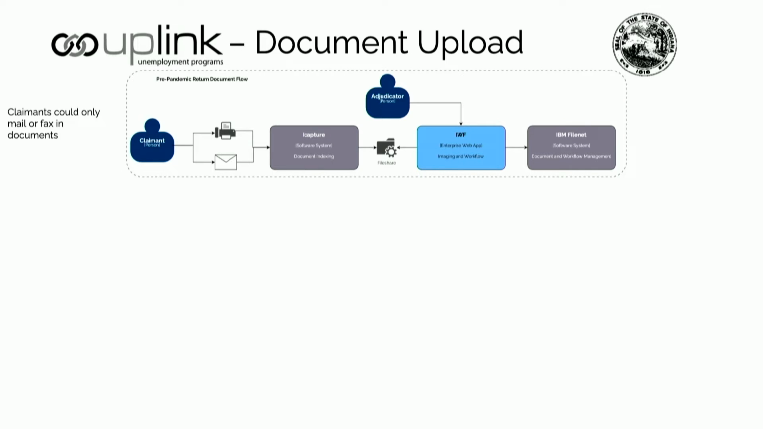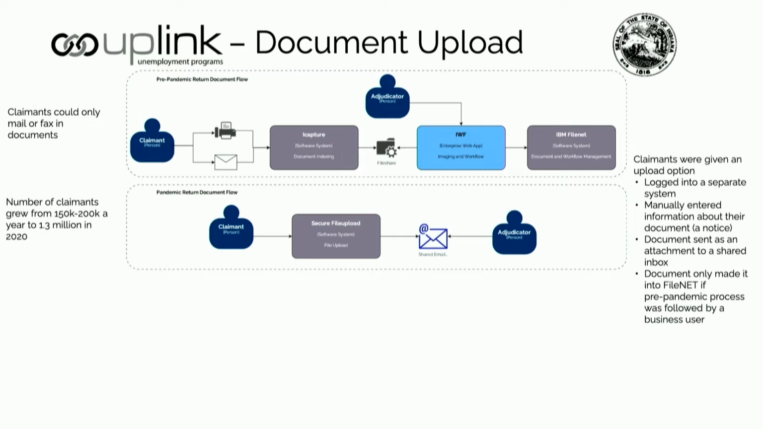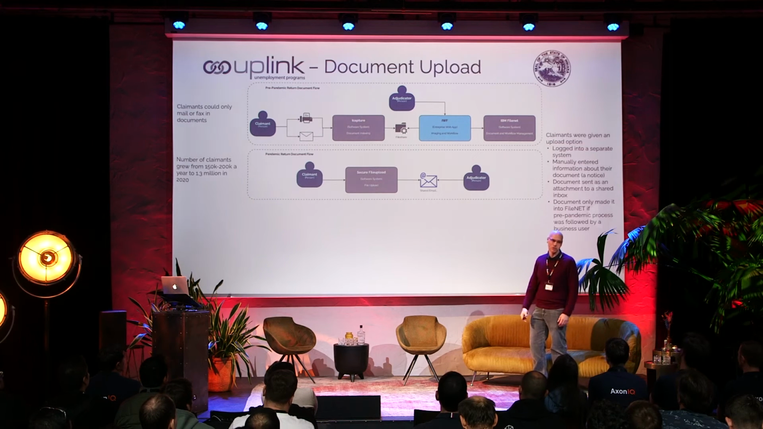It's been working fine for a decade, so why change it? Well, the pandemic happened, and it overwhelmed the system. 1.3 million people were trying to get benefits through mail and through fax machines. It caught the attention of a lot of people, including the governor, and they said, fix this. I wasn't there yet. They told the team, fix this today.